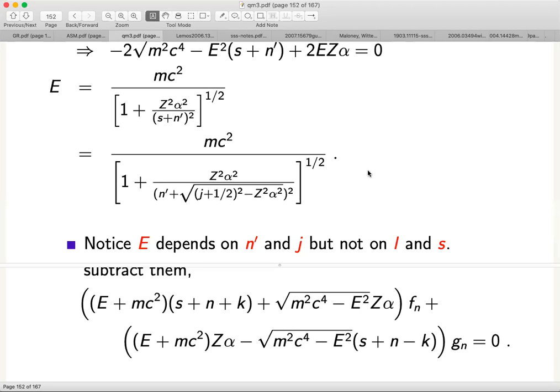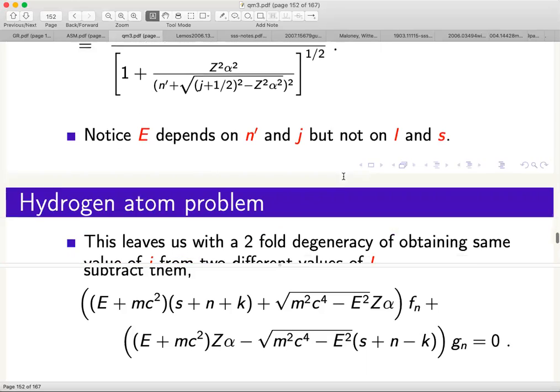Now you see that the energy spectrum depends on n prime and j, but it does not depend on orbital and spin angular momentum independently. It depends on the total angular momentum. Now, of course, like any exact solution, this one gives you an exact answer, but you don't understand anything out of it actually. So what we'll do is take this equation and do an expansion of it, and then we'll understand each term in the expansion. An exact answer is not as illuminating as the series expansion. So let's do that.